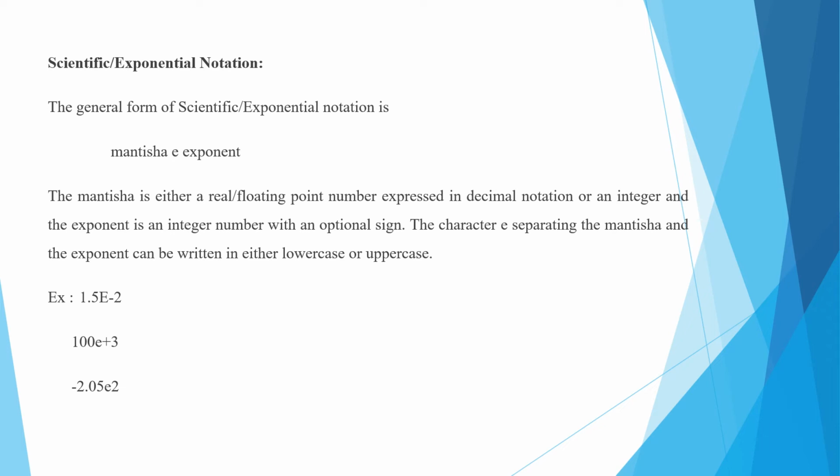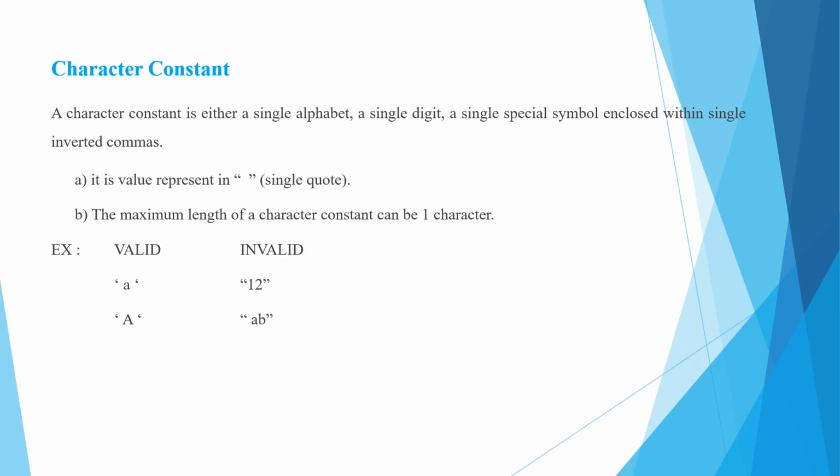So 1.5 is the mantissa, e is the letter separating the mantissa and the exponent, and the exponent here is -2 in example 1. Similarly, 100 is the mantissa, e is the symbol, and +3 is the exponent. These are examples of scientific and exponential notation.